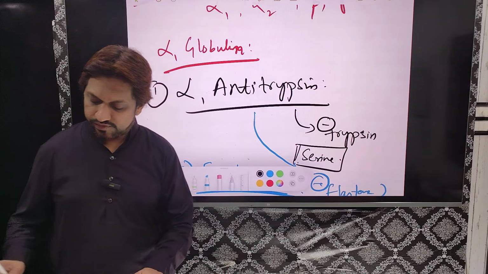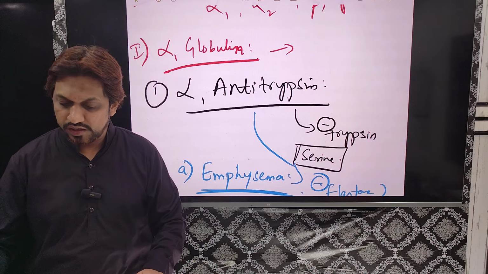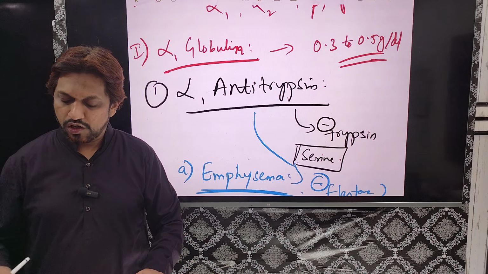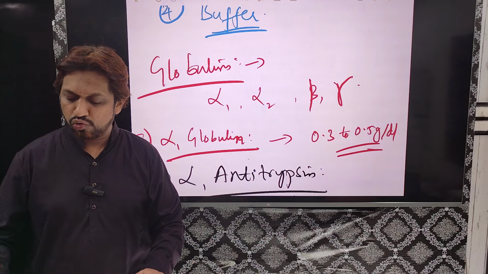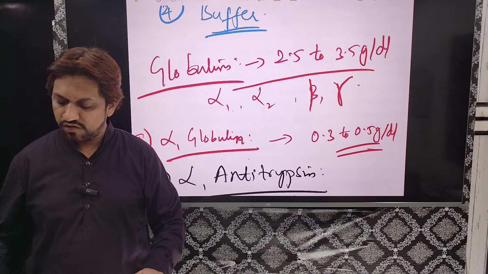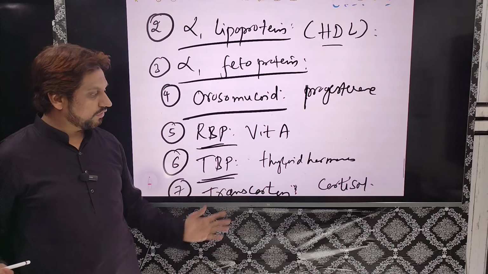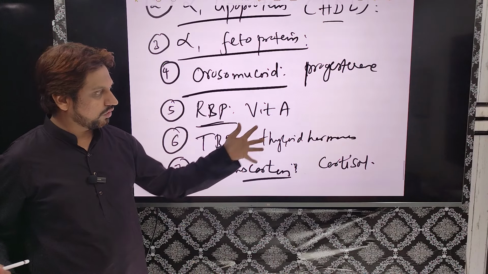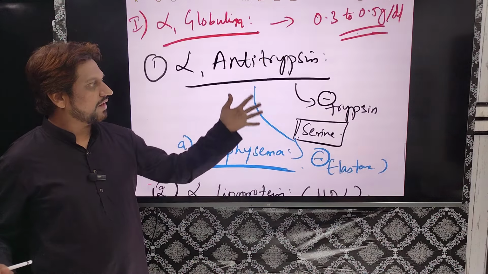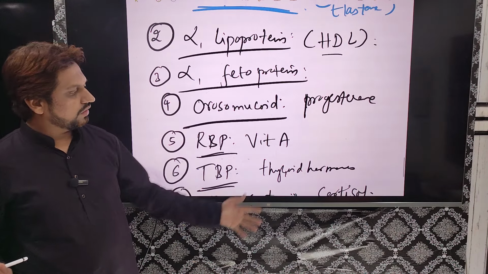Now, coming to the second subtype of globulin, before that, what is the normal value of alpha 1 globulin? It is around 0.3 to 0.5 grams per deciliter. Total globulins are around 2.5 to 3.5 grams per deciliter, and out of that, alpha 1 globulin is around 0.3 to 0.5 gram per deciliter. Majority of these alpha 1 globulins are helpful in transport of various substances. So the functions of alpha 1 globulins are transport, and they also act as anti-proteases, like antitrypsin, and basically other things are transport.